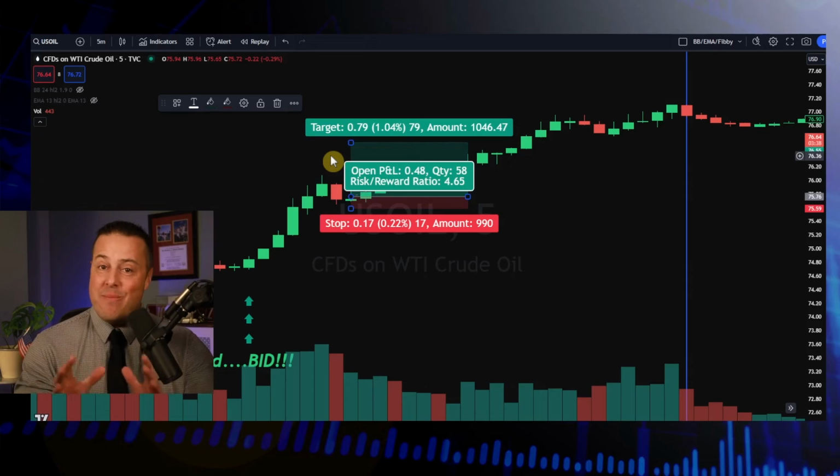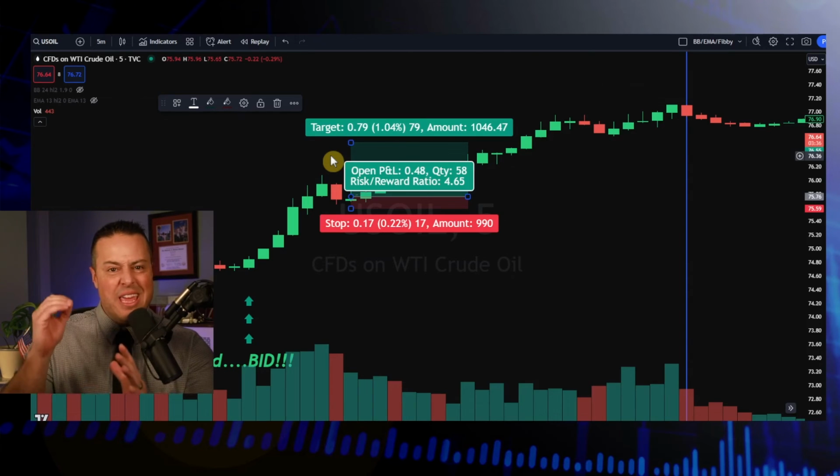Now, this is a way that many price action traders trade crude oil each and every day, looking for those big profits on pullbacks using price action and price action alone.